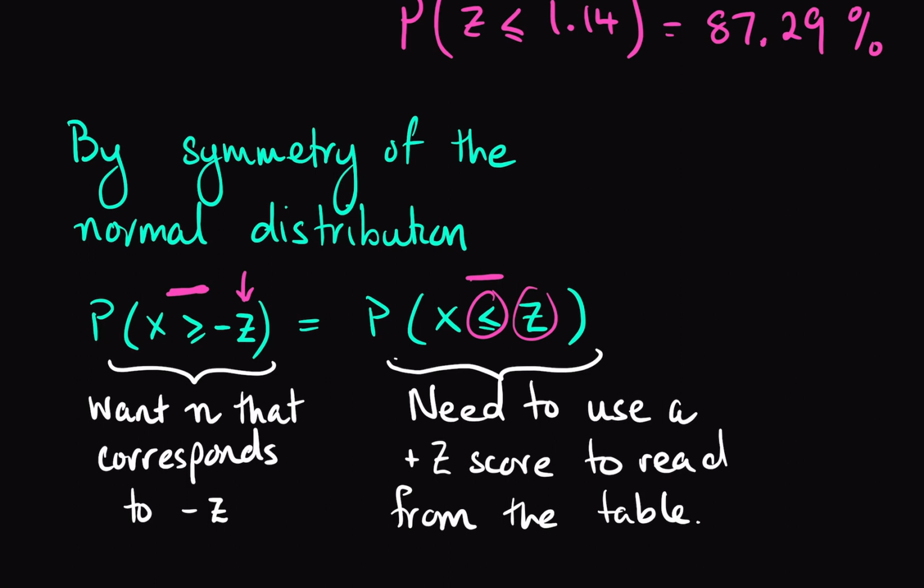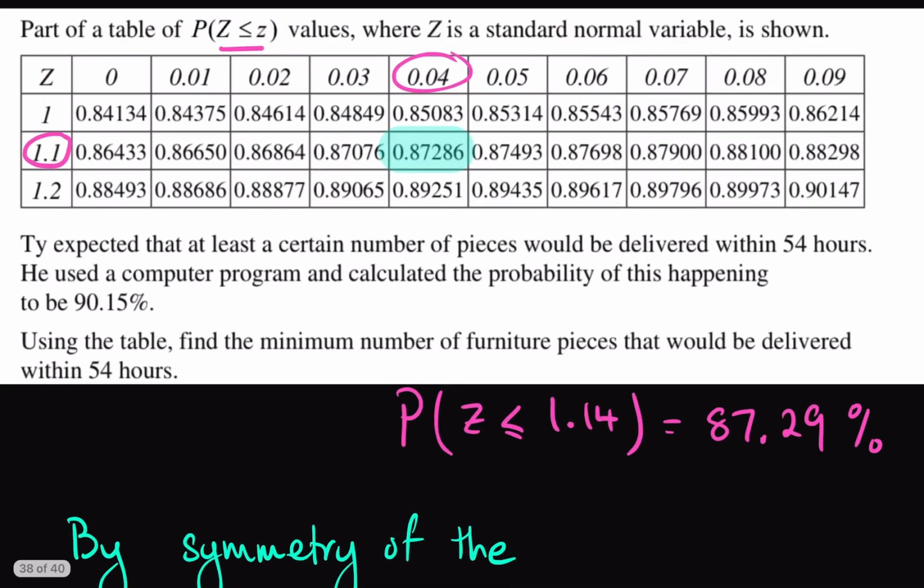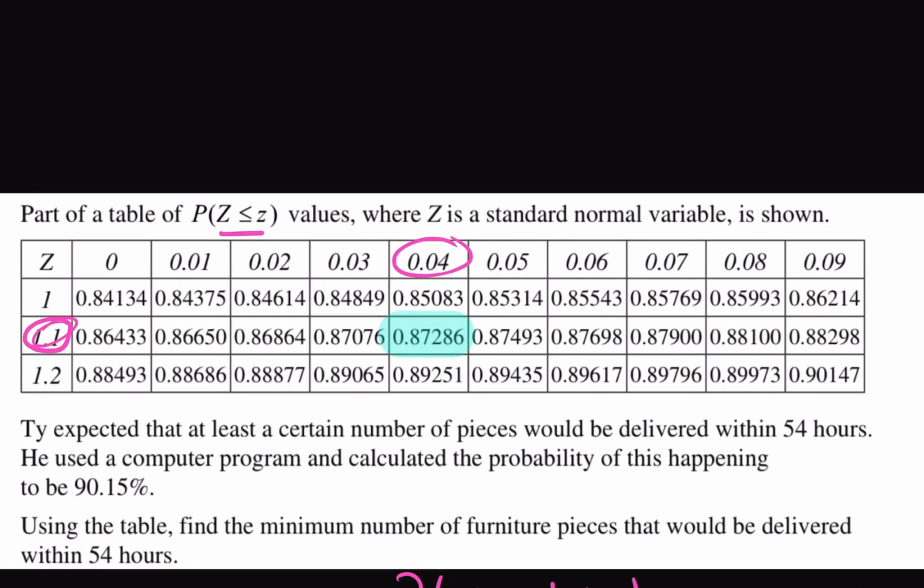So what we need to do now is go back to our table and look at which Z-score in our table corresponds to a probability of 90.15%. Well, the only value in the table that's close to that is this one here. That's the closest that we have. If we round that off to 4 decimal places, we've got 0.9015, which is equivalent to what we're being asked about. So let's go and use that information. So the probability that Z is less than or equal to 1.29 gives us our required probability.